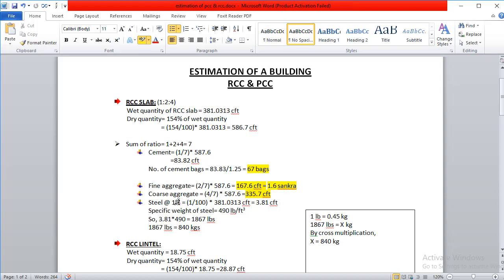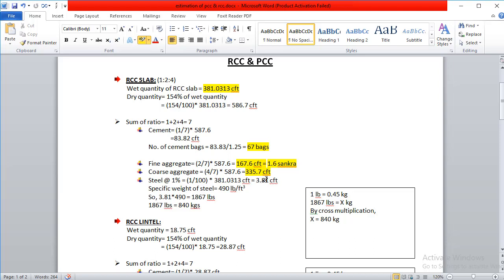So here I take 1%, so 1 divided by 100 multiplied by the weight. Here you will use the wet quantity, because steel is measured within the wet concrete. The wet quantity of this RCC slab is 381.031, so I will get the quantity of steel in cubic feet, which is 3.81 CFT.